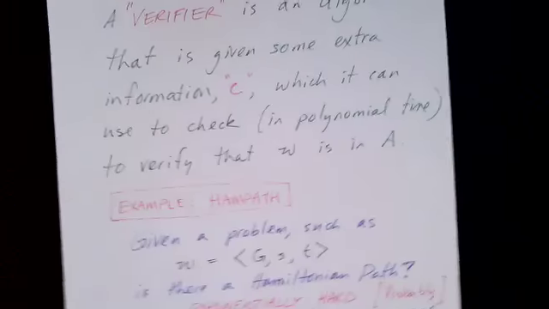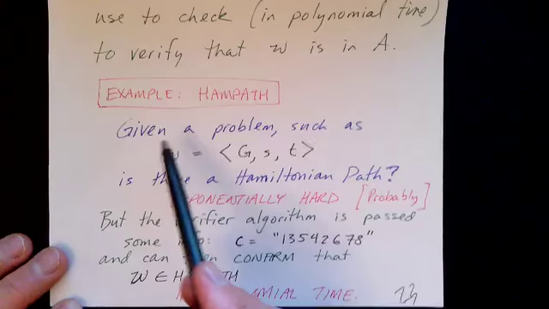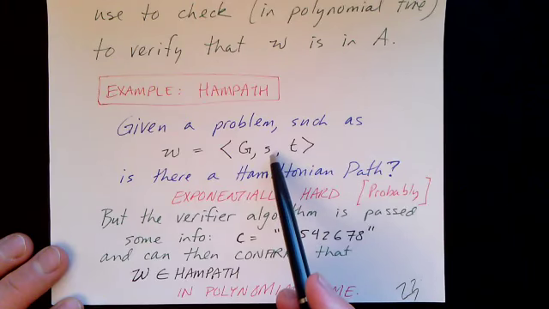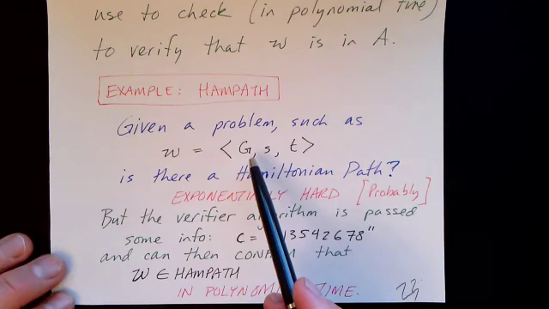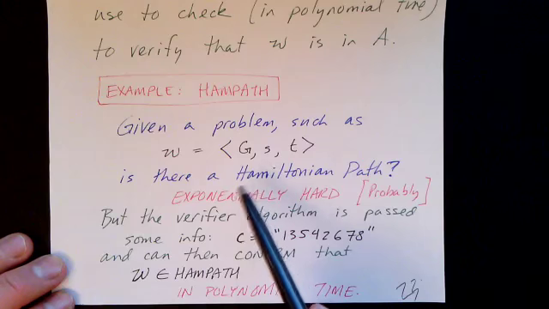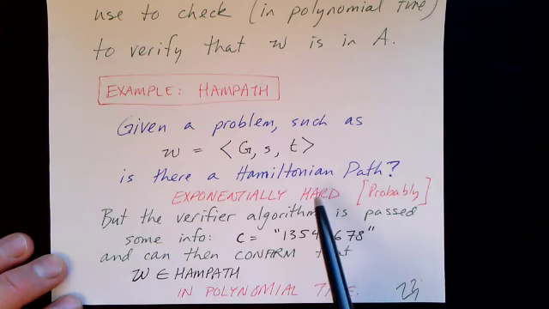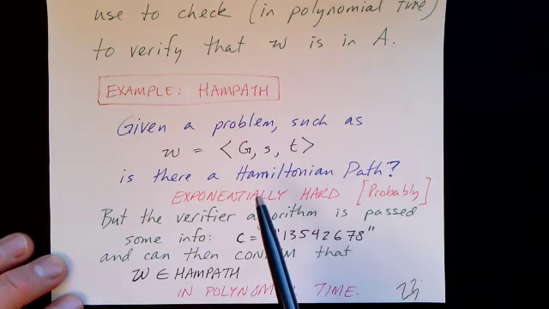So let's look at an example, and the example that we'll use is the Hamiltonian path problem. Remember the problem: given a directed graph and two nodes S and T in the graph, is there a path from S to T in the graph that passes through all the nodes? We have an exponential algorithm that will solve this problem, and it appears that this problem is exponentially hard. I say it appears because we have an exponential algorithm, but we don't have a polynomial algorithm. So it seems like this problem requires exponential time.